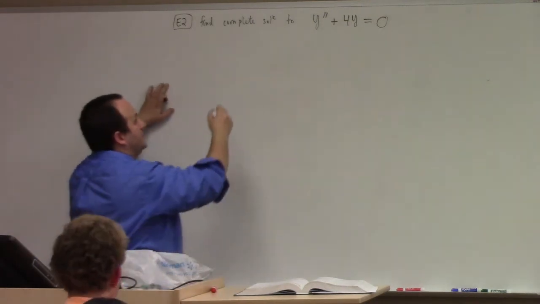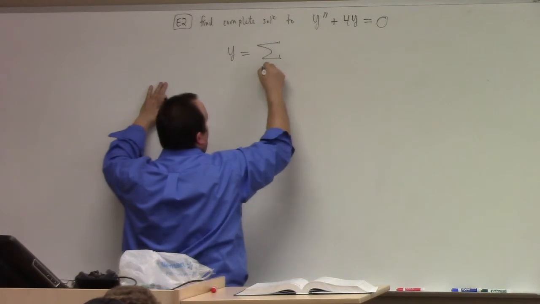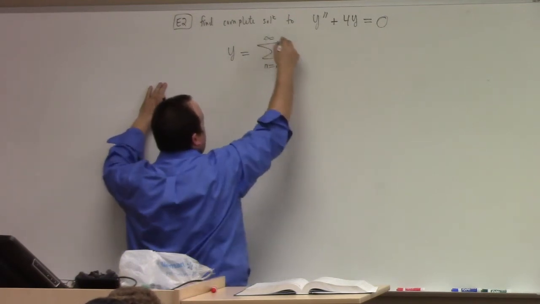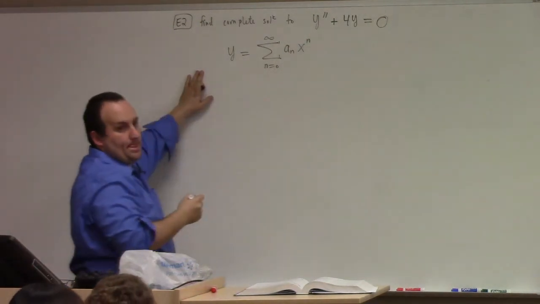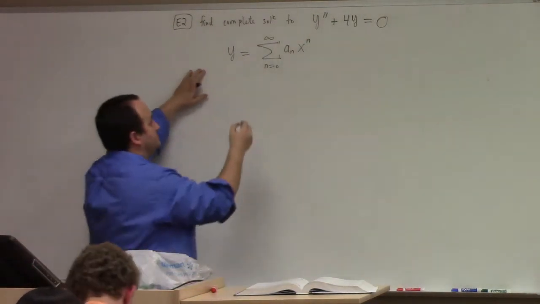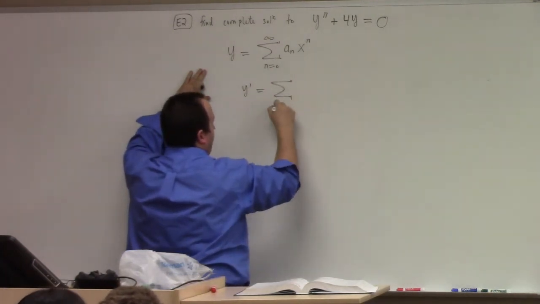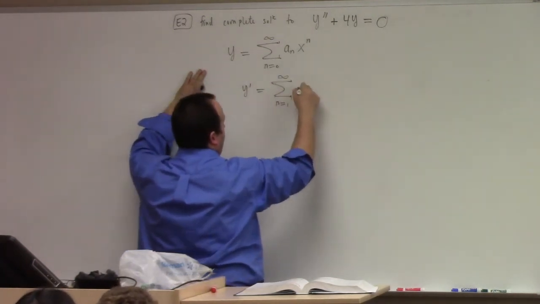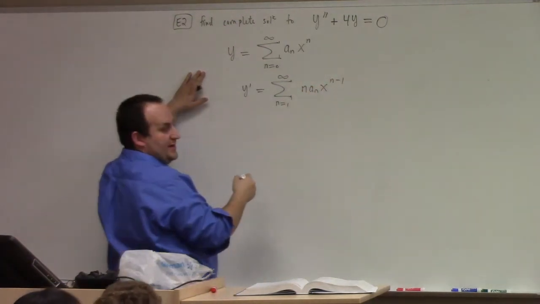So here's what we do. We say y is the sum, n equals 0 to infinity, a sub n, x to the n. Differentiate, what do you get? Differentiate 2 times, what do you get?